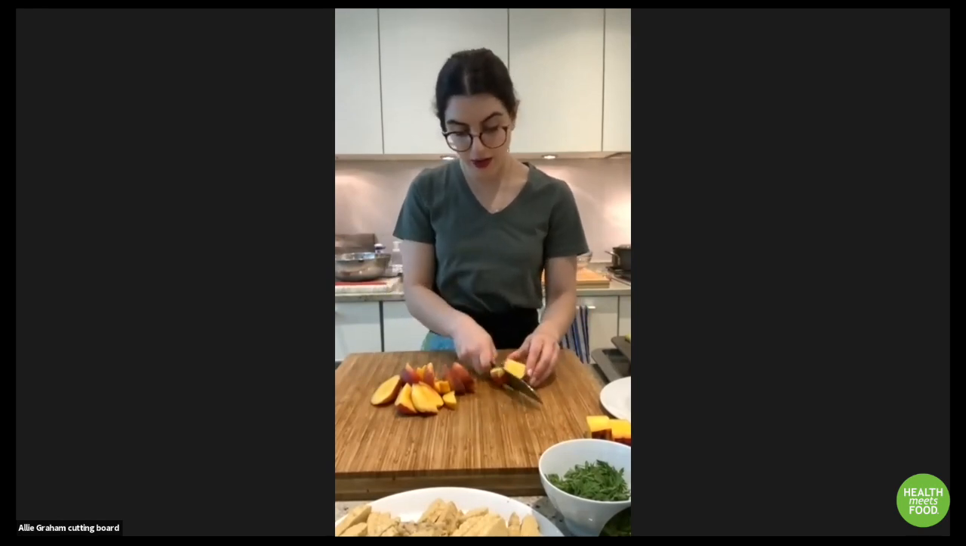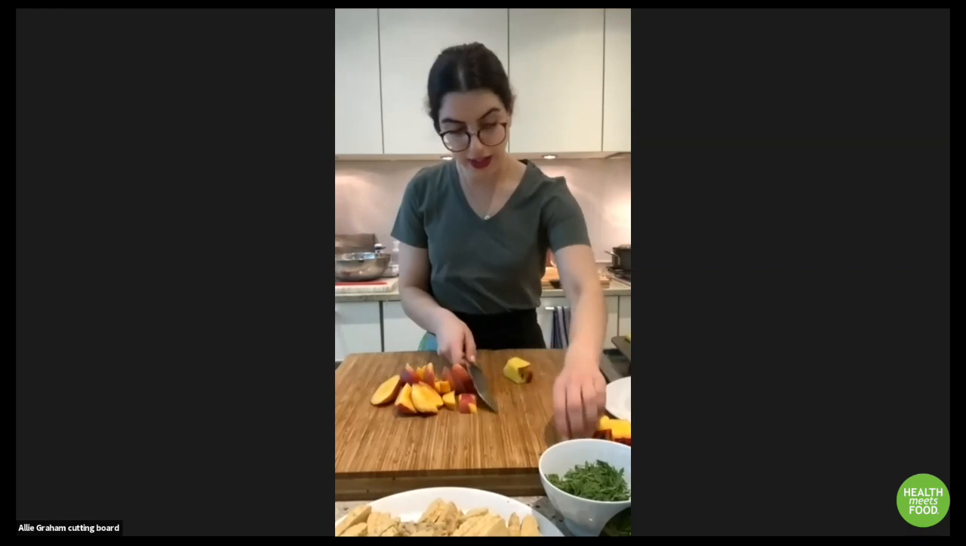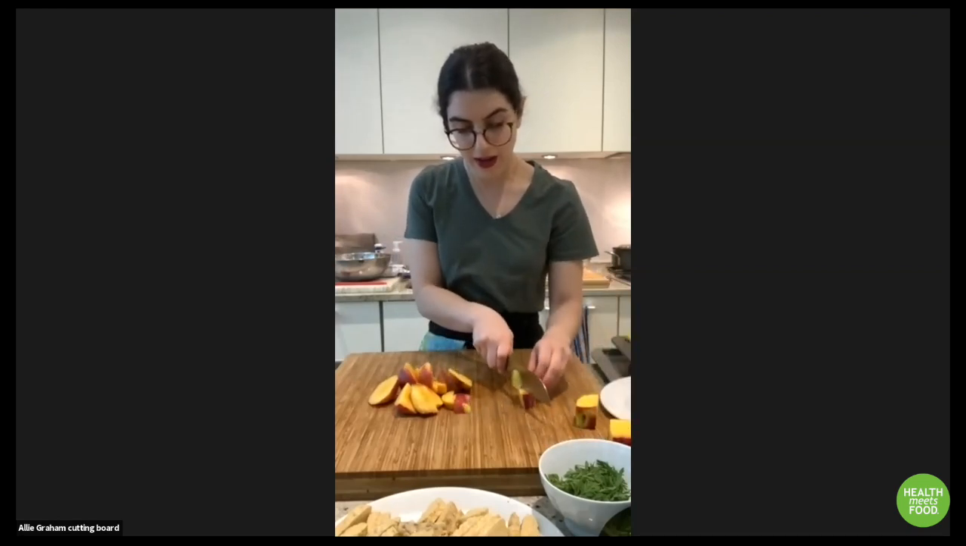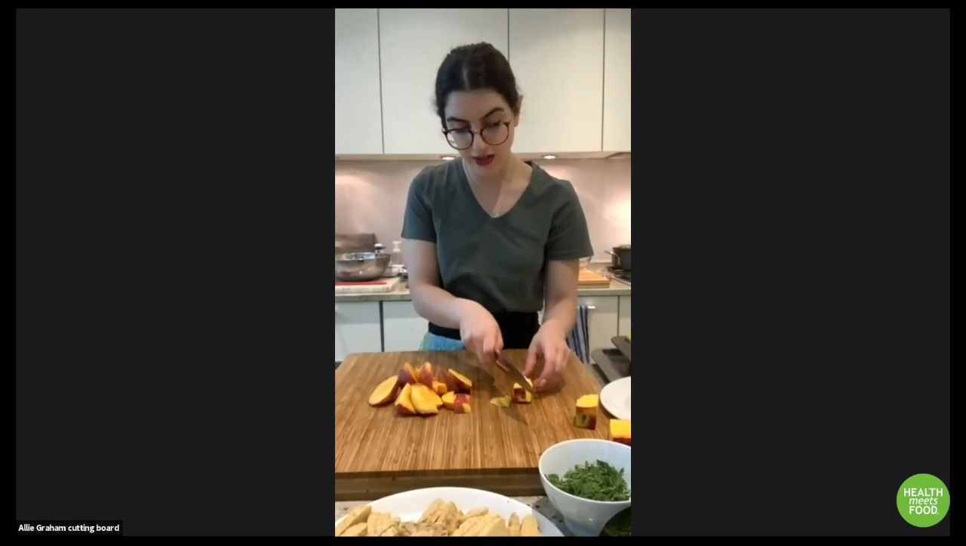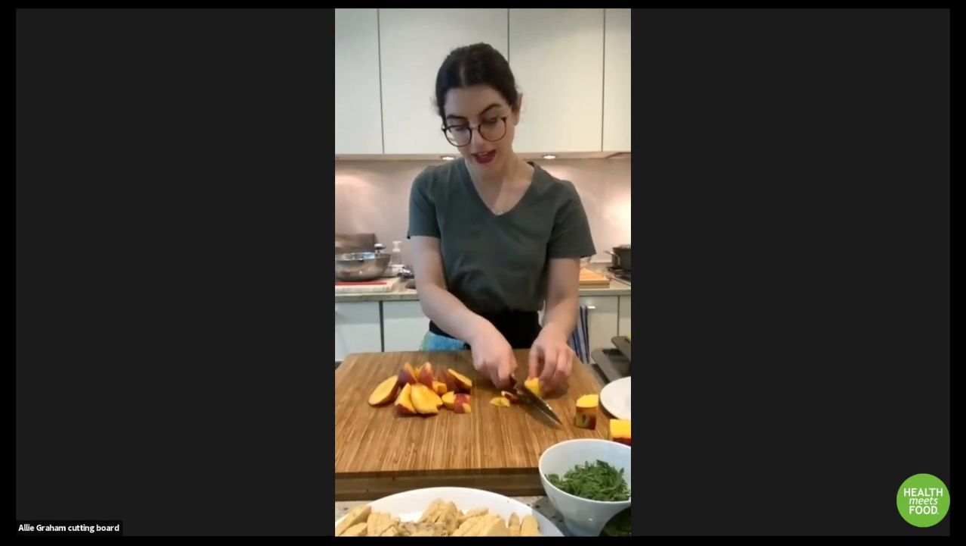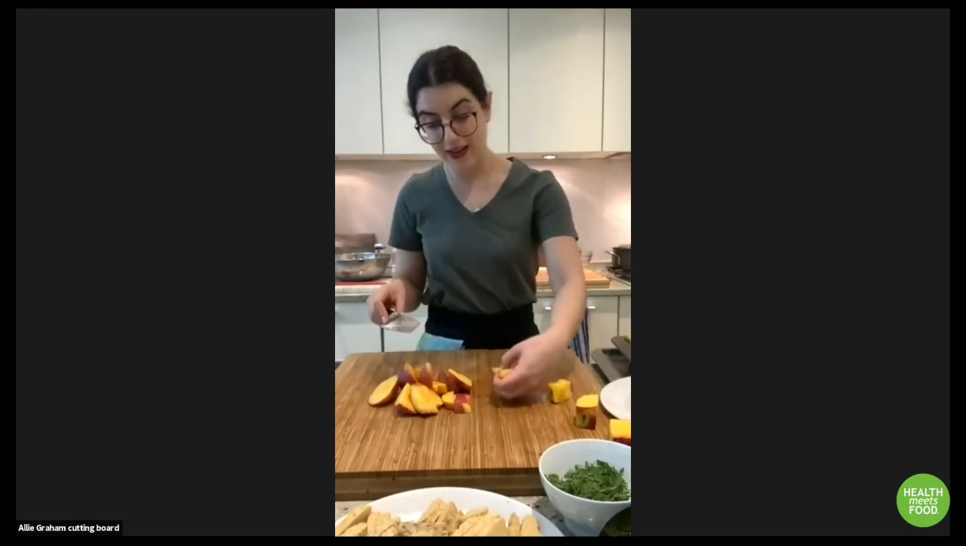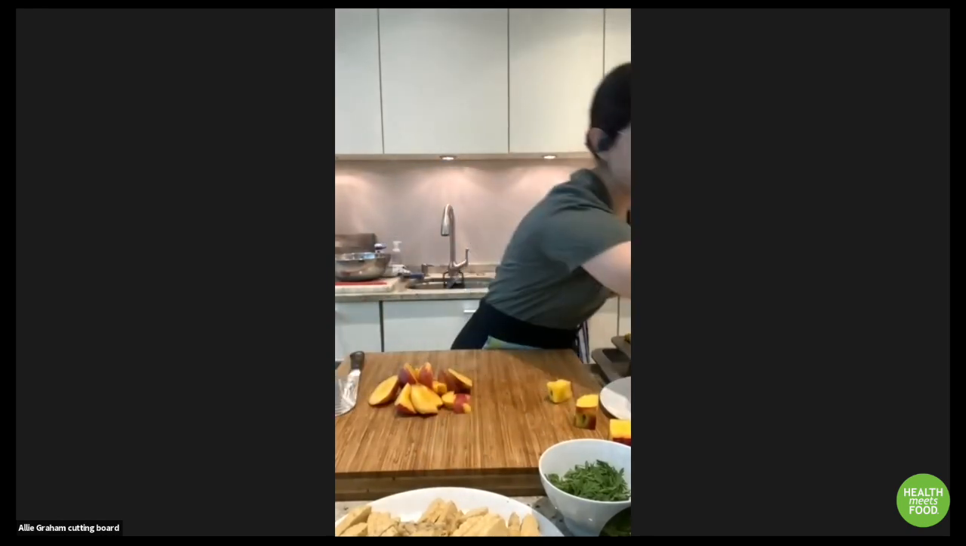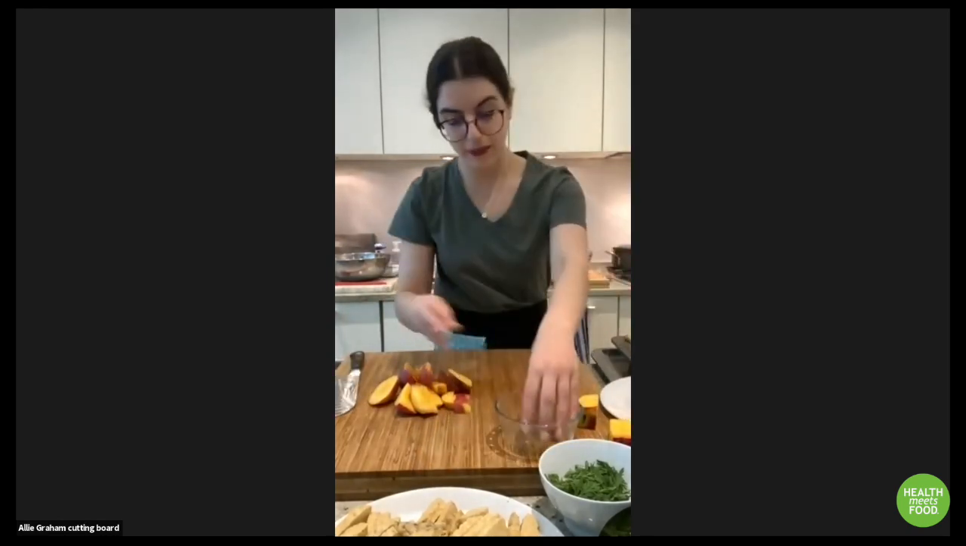So I'm going to also clean. I don't like to create a lot of waste here, so I'm going to clean these up and really use all of the edges around the peach in my vinaigrette, because it doesn't matter what it looks like for the vinaigrette, it's going to get blended up. So I'm going to put these in a little bowl.